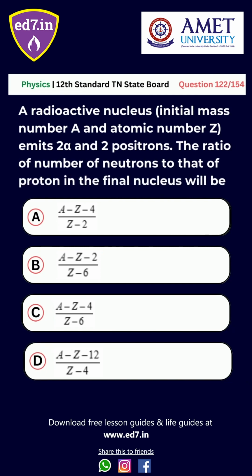Question number 122. A radioactive nucleus, initial mass number A and atomic number Z, emits 2 alpha particles and 2 positrons. The ratio of number of neutrons to that of protons in the final nucleus will be: option A, A minus Z minus 4 by Z minus 2; B, A minus Z minus 2 by Z minus 6; C, A minus Z minus 4 by Z minus 6; D, A minus Z minus 12 by Z minus 4. The right answer is option B, A minus Z minus 2 by Z minus 6.